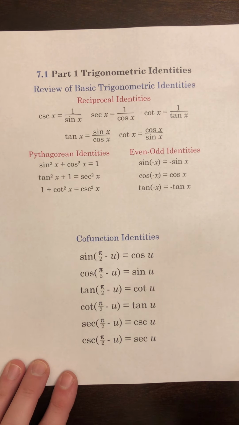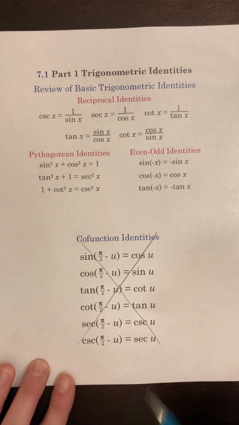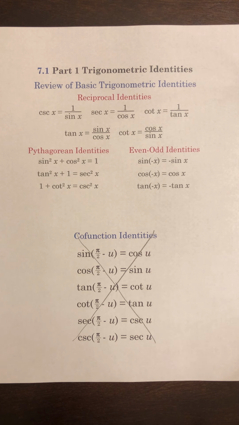We have cofunction identities that we actually are just not going to pay attention to because they're not really going to help us out all that much. So if you ever want to look those up, you go right ahead. But we're going to skip those and move on to the next one.